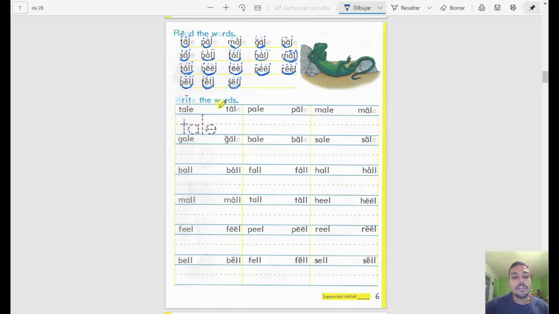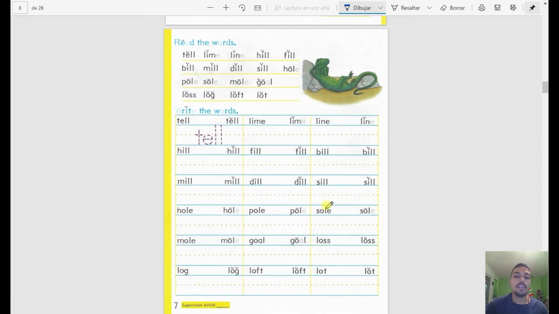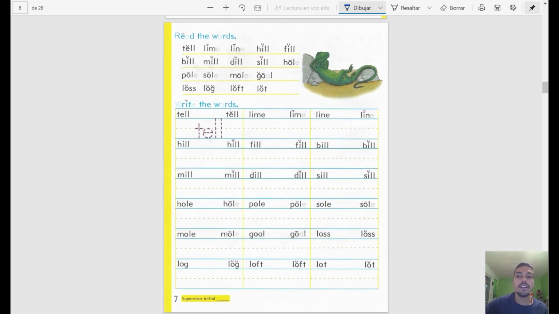So, the first one, we have to trace it. La primera tenemos que trazar, like a tail. And then you keep going to write them all, right? Just once, solo una vez. La vamos escribiendo solo una vez, okay? Mail. You keep going, right? When you finish writing them all, you finish with page number 6, and we can go to page number 7.